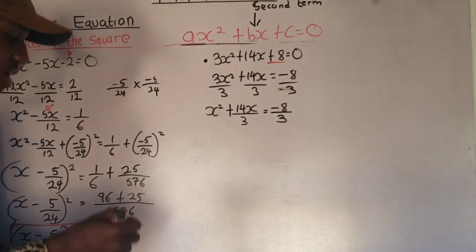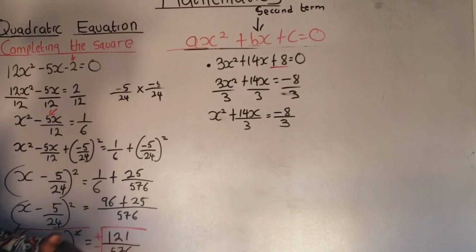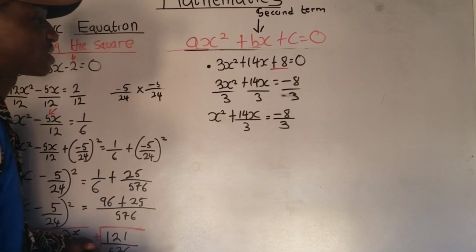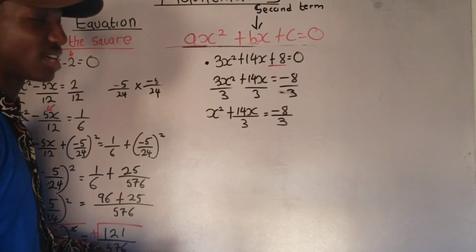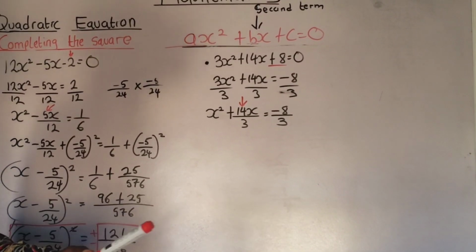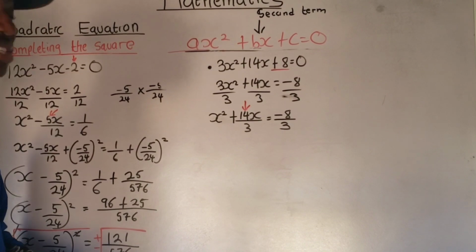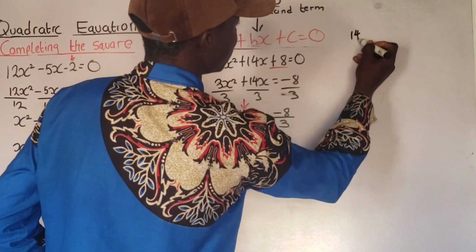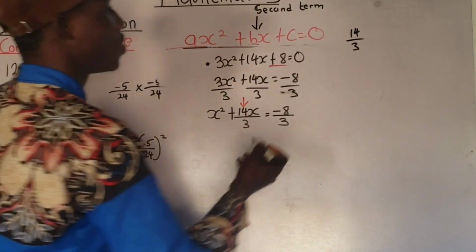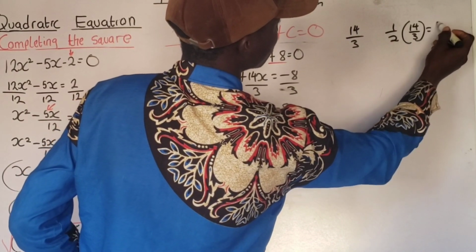Do you understand? Now, from this point, the next step is that we have to add the square of the half of the second term to both sides of the equation. Now, the second term is what? 14 over 3. The second term is 14 all over 3. And now I'm going to take the half of the second term, then square it. After squaring it, I'm going to add it to both sides of the equation. Half of the second term simply means multiplying it by 1 over 2. So I'm going to have 1 over 2 multiplied by 14 all over 3. That will be what? 14 all over 6.